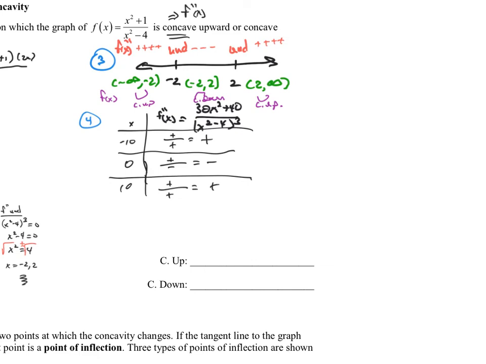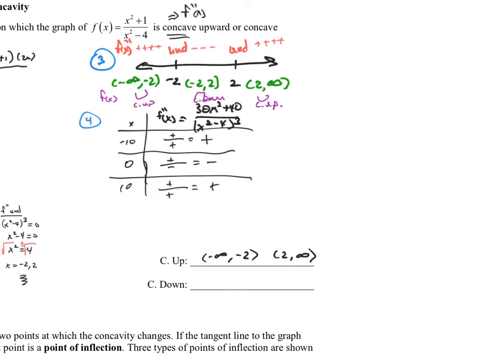So this allows us to complete our answer. Again, where was it concave up? Well, it's concave up anytime that second derivative is positive. That was on the intervals negative infinity to negative 2 and 2 to infinity. So let's write those answers there. Negative infinity to negative 2 and also 2 to infinity.